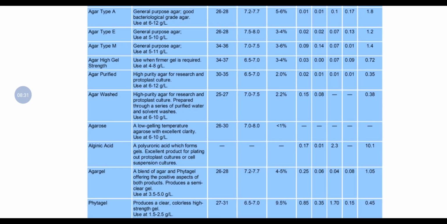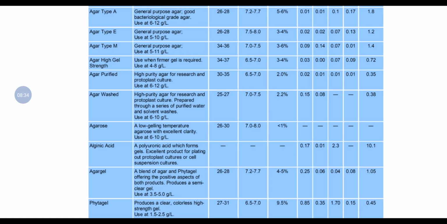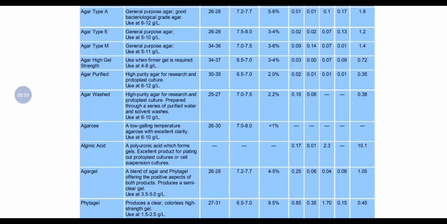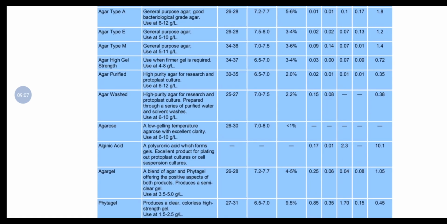Agar gel is a blend of agar and phytogel, offering the positive aspects of both the products. Produces a semi-clear gel. This is used at 3.5 to 5 gram per liter. The temperature preferred here is 26 to 28 degrees for gelling, 7.2 to 7.7 pH, 4 to 5% of ash content, then 0.25 calcium, 0.06 magnesium, 1.70 potassium and 0.15 phosphorus. Here the sodium content is 0.45.